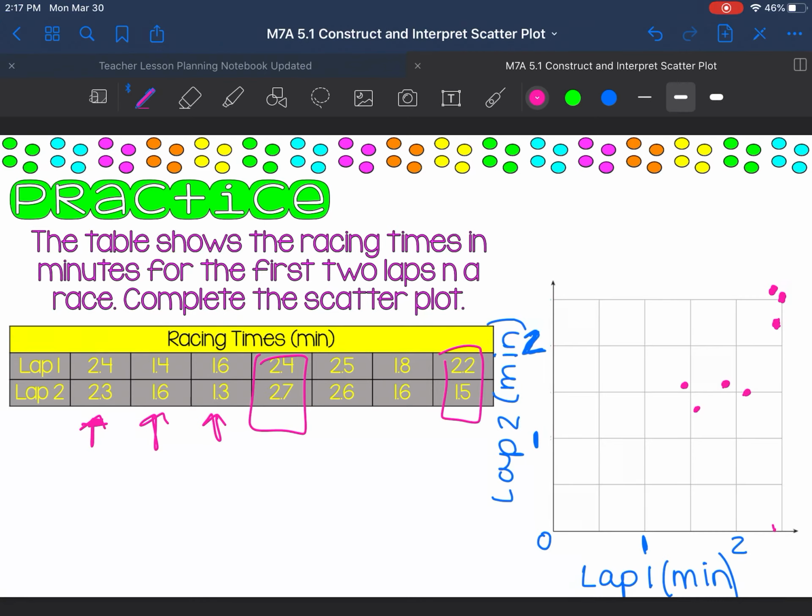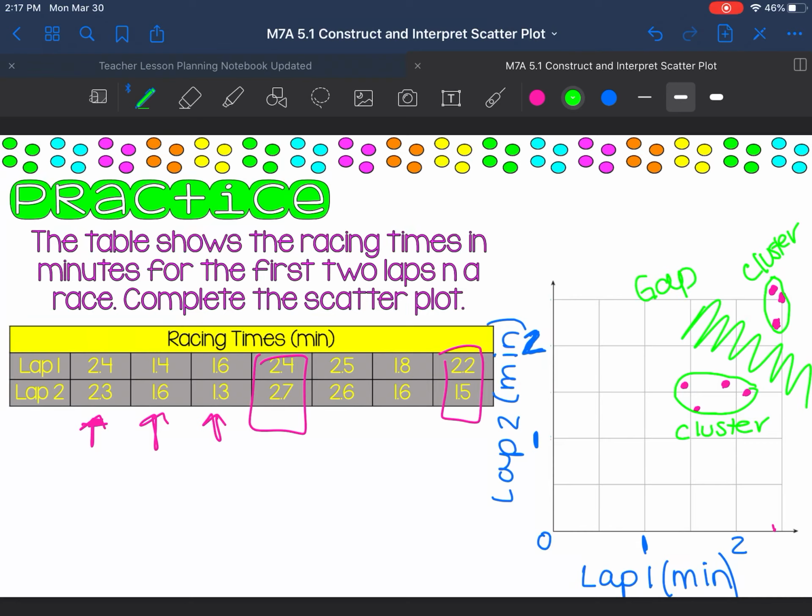Perfect. Now we can go ahead and talk about this graph. Let's talk about any clusters we may have. Well, it looks like we have about 2 clusters. Here's a cluster right here, and here is another cluster up here. This space right here is our gap because there is no data present between these 2 clusters. And as you can see, we don't have any outliers in this data. So no outliers to report.